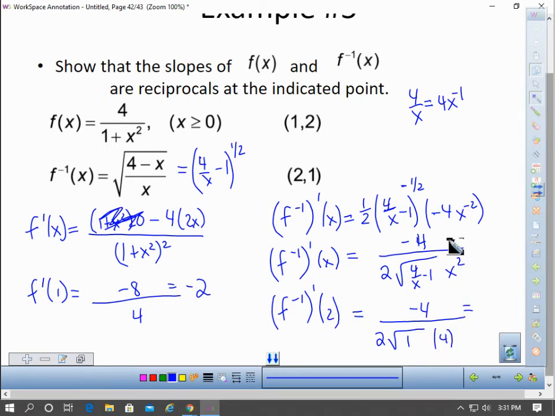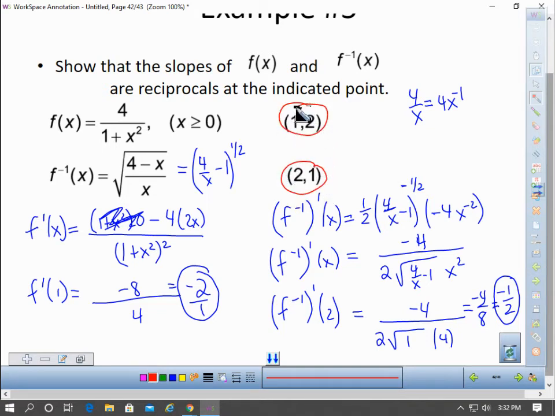So what's this going to give us? This is going to give us -4 over 8, because the square root of 1 is just 1. So -4 over 8 is -1/2. Notice that is the reciprocal of -2. So -2, put that over 1, flip that over, you get -1/2. So we're just showing that if you take the derivative of your inverse and evaluate it at mirror points, the slopes always turn out to be reciprocals of each other.